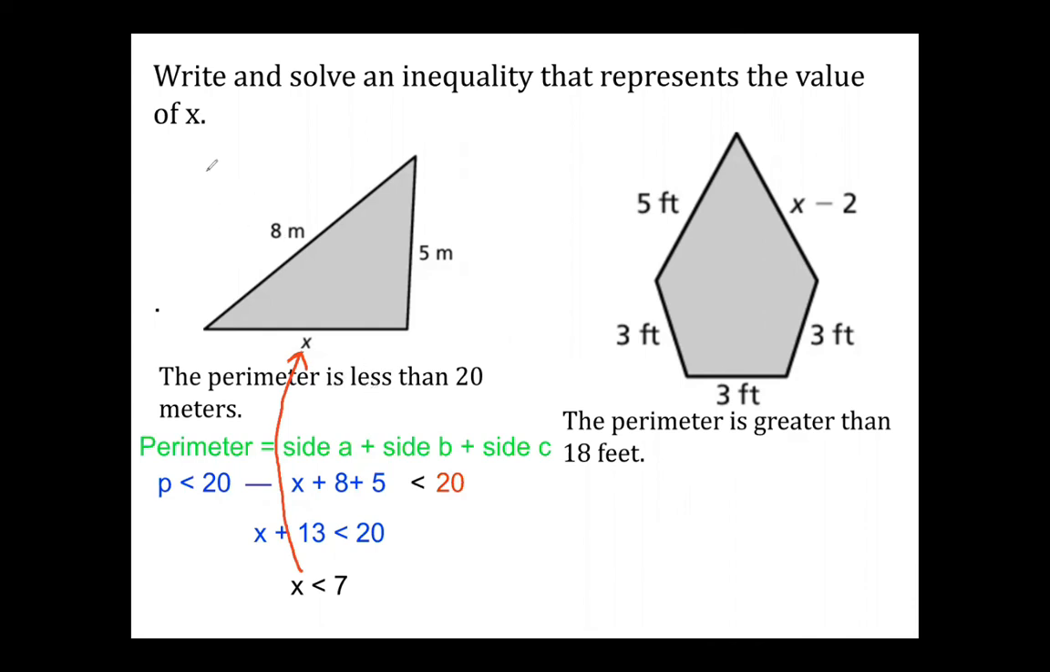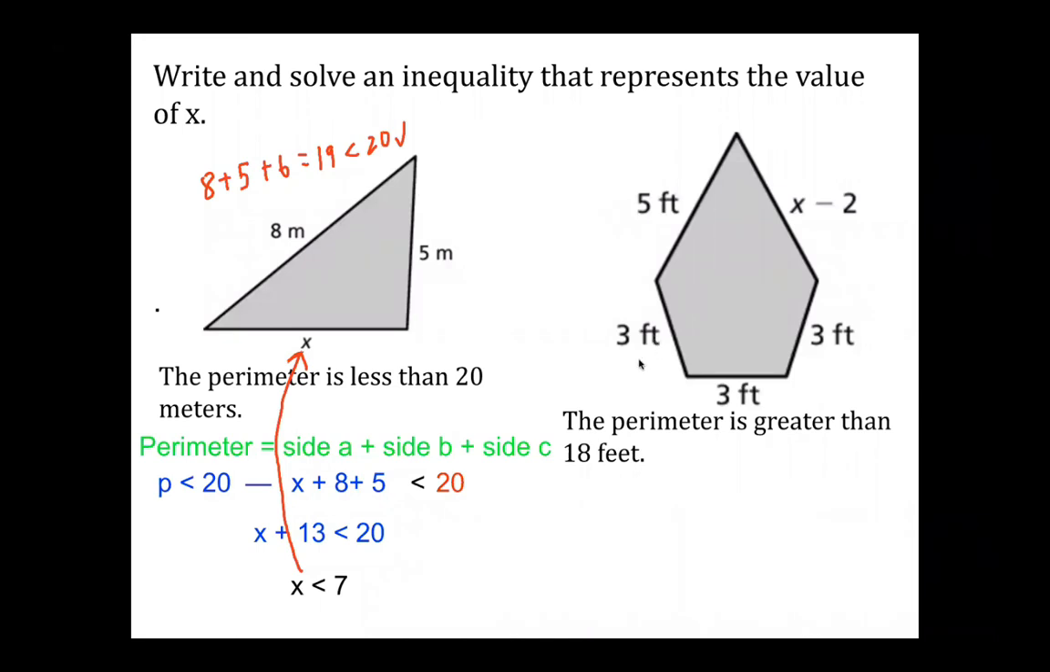So for example, if you were to add 8 plus 5, and then your x value were to be 6, that would give you 19. And 19 is still less than 20, so you can see that it checks out. Let's go ahead and do the second one.